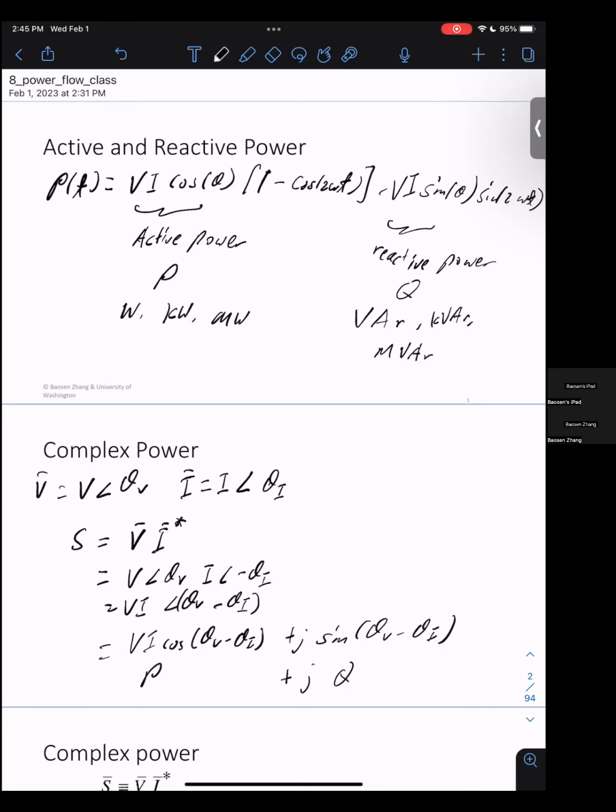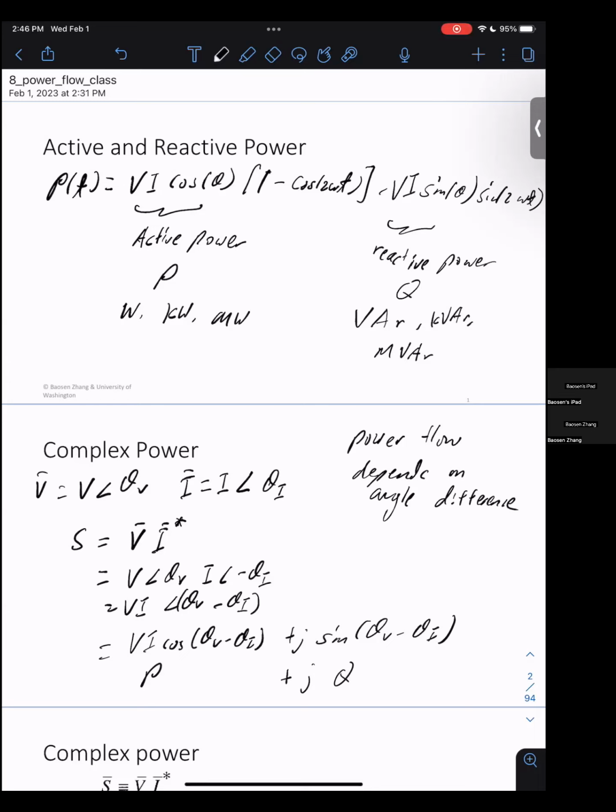Sine wave. You can pick the starting point of a sine wave anywhere you want. All angles are referenced to something, right? So there's no notion of absolute angle. That's actually the key thing to remember. Power flow depends not on the angle, but the angle difference.